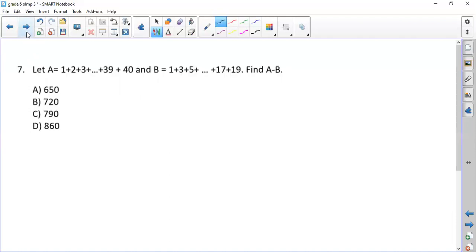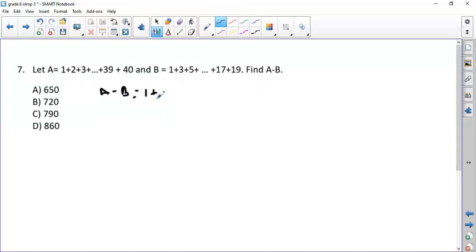Now we have this kind of exercise. We have solved exercises like this. Again, we have to use the sum of consecutive numbers. A is 1 plus 2 plus 3 up to 40, and B is 1 plus 3 plus 5 up to 17 plus 19. I have to find A minus B. So since A are all the consecutive numbers until 40, B are all the consecutive odd numbers until 39, which means if I subtract them, A minus B will be what?